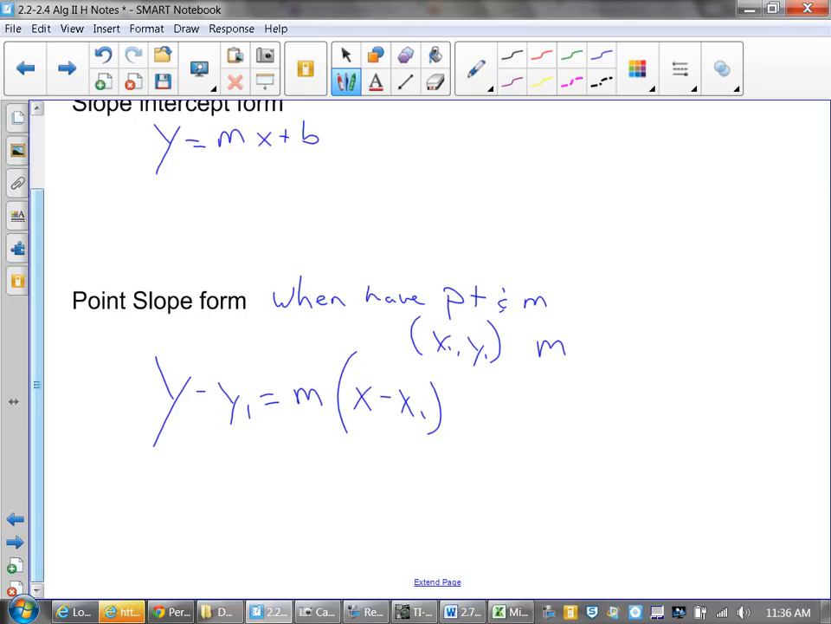This marker's about dead. So it's a little bit more useful to use.